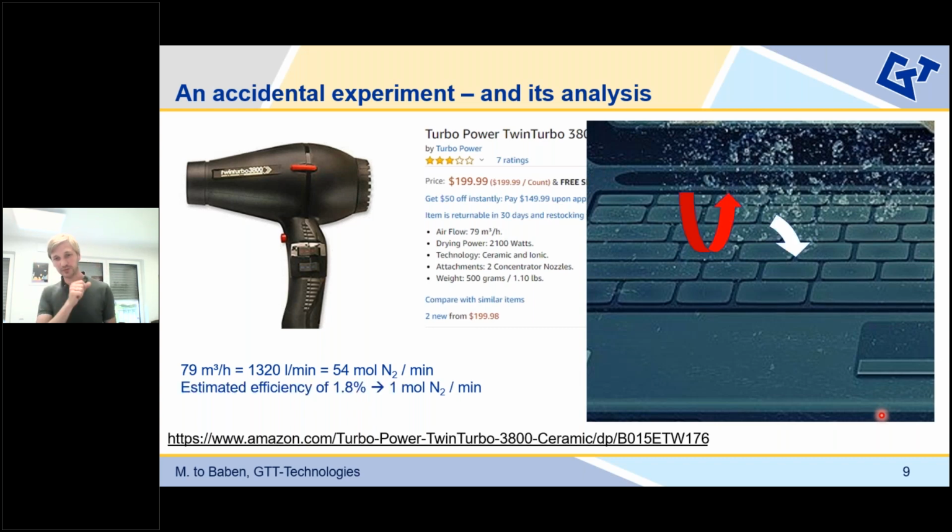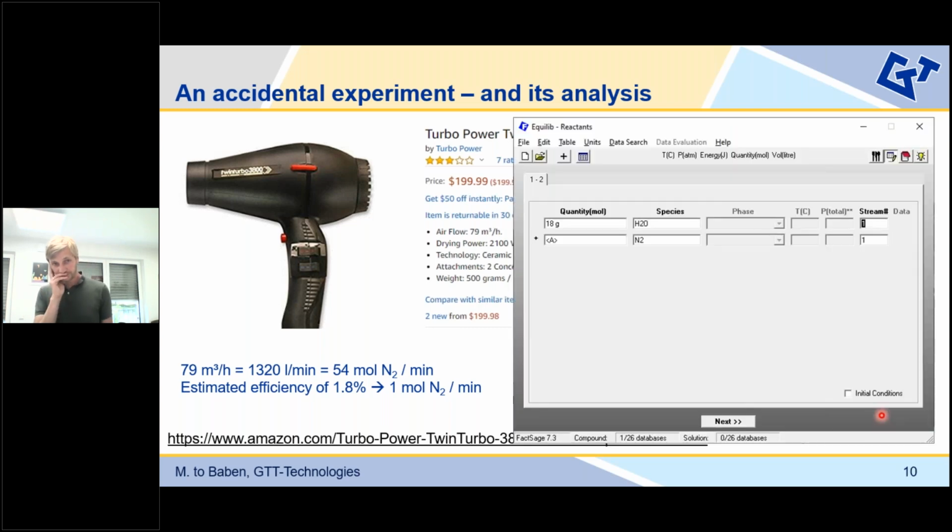But now you have to consider that your keyboard is not open at all places, right? So if the air hits exactly on a key, it will be reflected. And only that part of the airstream that hits between the keys will be able to actually contribute to the drying of water that is inside the laptop. Okay, so I estimated an efficiency of 1.8%. So that would be the area fraction that is open to the hairdryer. And that means that we have an air flow of 1 mole of nitrogen per minute.